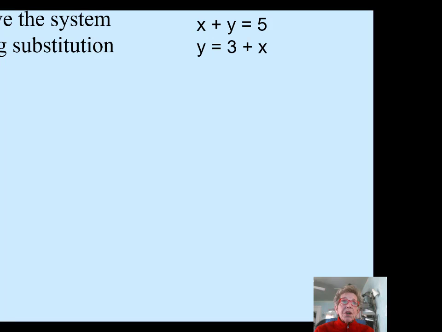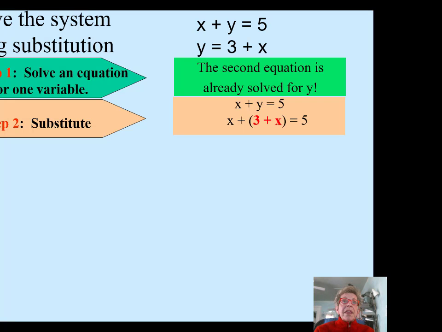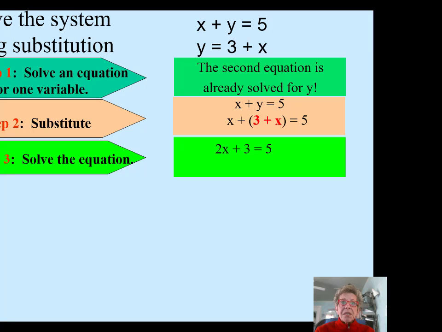The next method we're going to look at is substitution. Step 1, we're going to solve one of the equations for x or y. As you can see, the second equation is already solved for y. Step 2 is we're going to substitute that piece, 3 plus x, into the y in the first equation. Then we will solve that and we'll get 2x + 3 = 5. If I subtract 3 from both sides, I get 2x = 2. Divide by 2, I get x = 1. That's half of my solution.